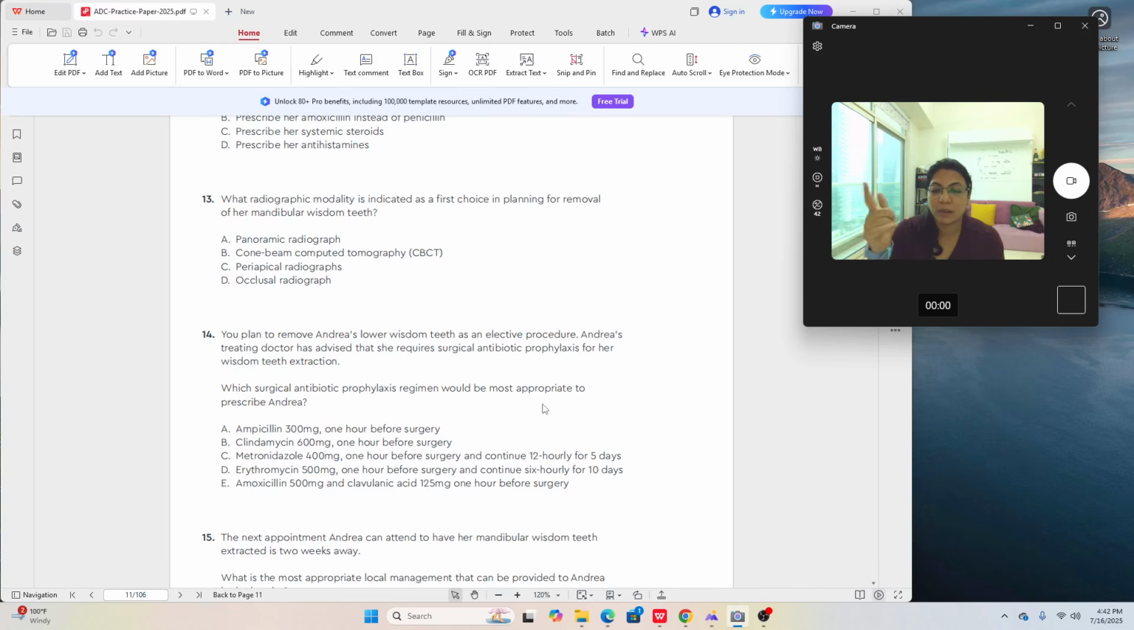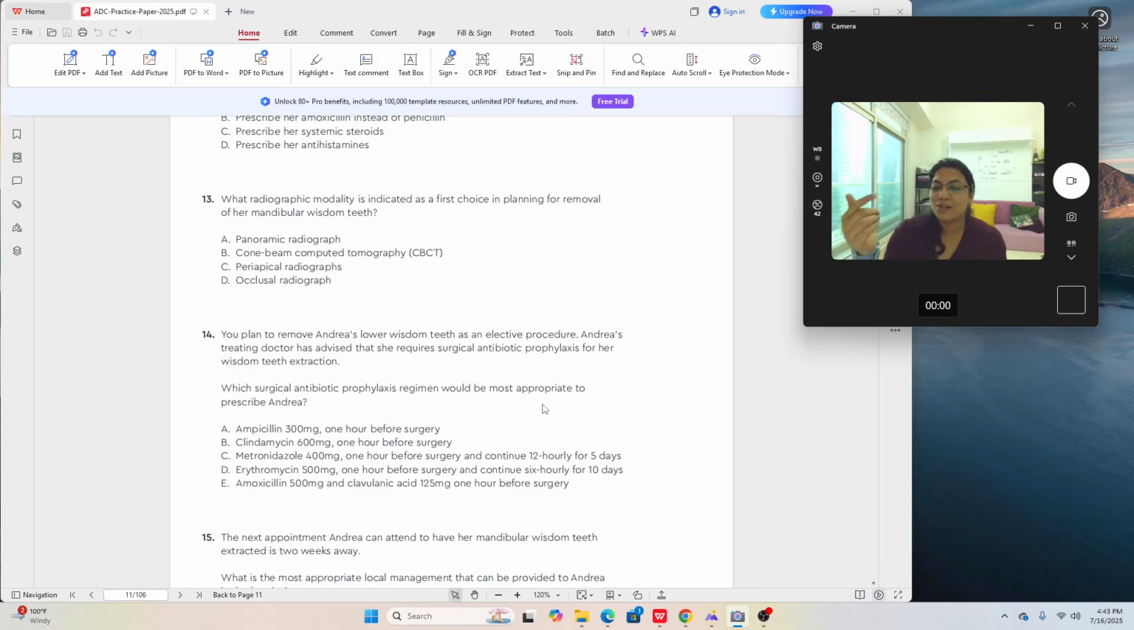Clindamycin 600 milligram 1 hour before surgery. Yes. Metronidazole 400 milligram 1 hour before surgery and continue 12 hourly for 5 days. No. 5 days, we don't give prophylactic medicine. Erythromycin 500 milligram 1 hour before surgery and continue 6 hourly for 10 days. No. Again, 1 or 2 doses. Amoxicillin 500 milligram and clavulanic acid 125 milligram 1 hour before surgery. Beautiful dose. Isn't the patient allergic to amoxicillin again?